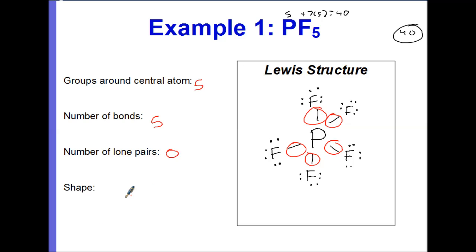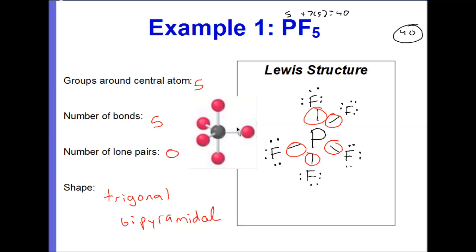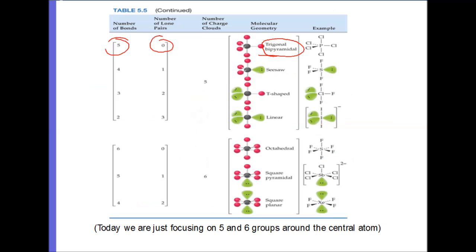So let's write down our shape: trigonal bipyramidal. And here is what the molecule looks like if you were to have model kits. It looks like this right here, where you have your central atom and your 5 bonding atoms attached to it. It's trigonal because it's triangular shaped, and it's bipyramidal because there's a pyramid on top and a pyramid on the bottom. If we were to fill in the faces here, it would look like 2 pyramids, one on top of the other. Let's take a look at a second example.